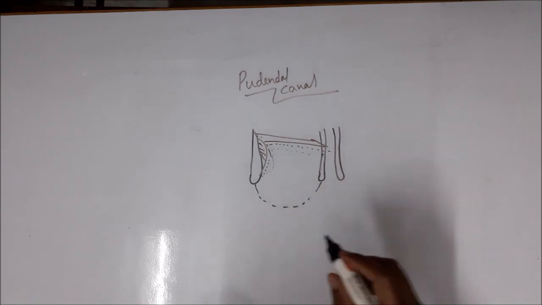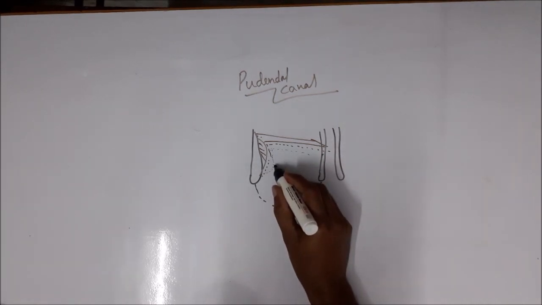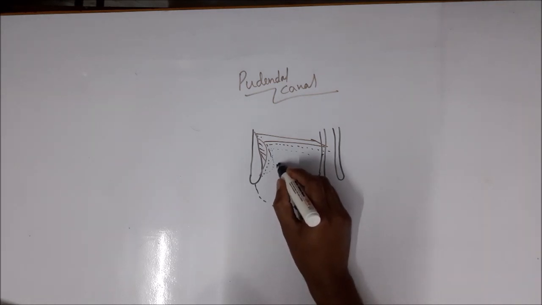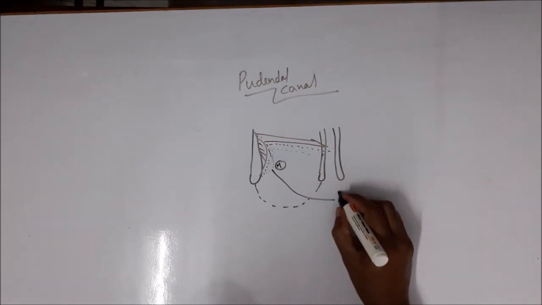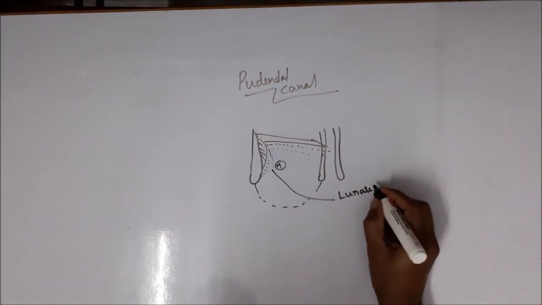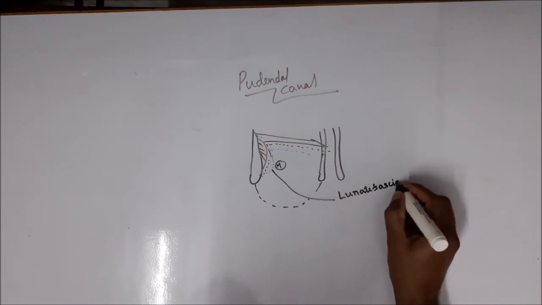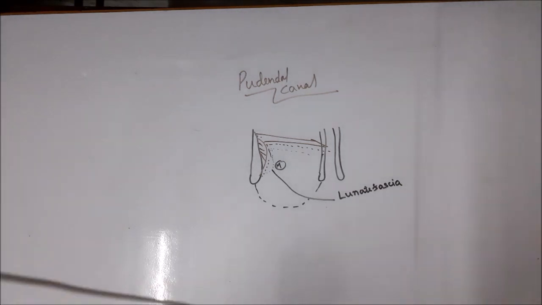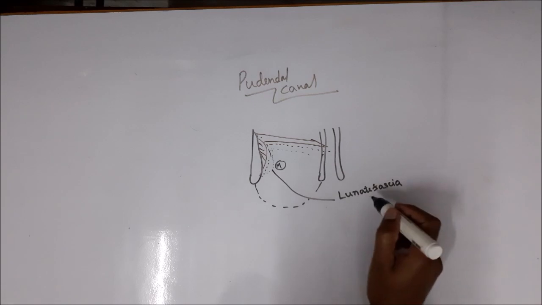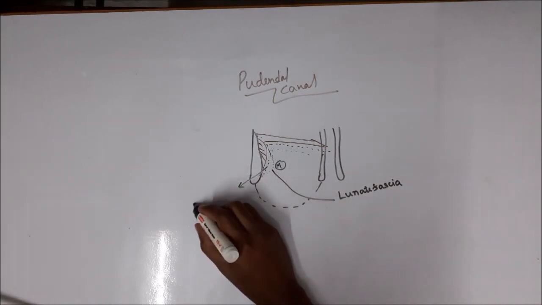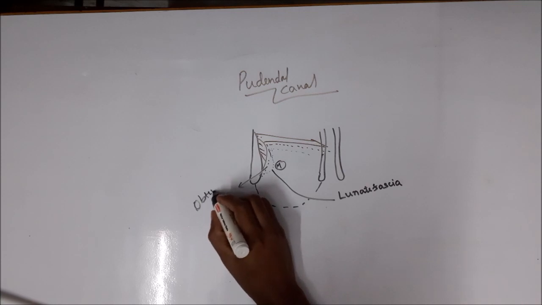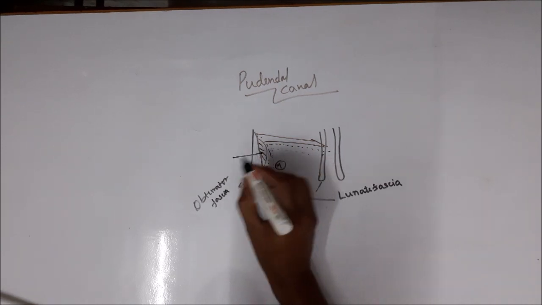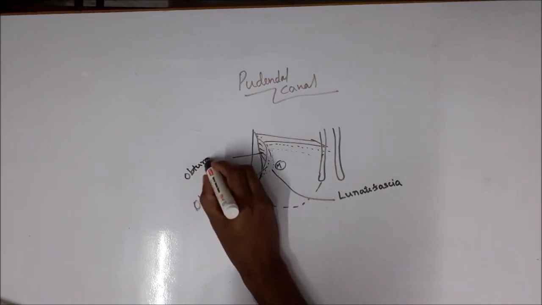This pudendal canal has some boundaries and contents. So what forms the medial wall for that? Some books say the lunate fascia, and some books say the pudendal canal is formed by splitting of the obturator fascia itself. So on one side we have the lunate fascia, and on the other side we have the obturator fascia, which is nothing but the fascia covering the obturator internus muscle.